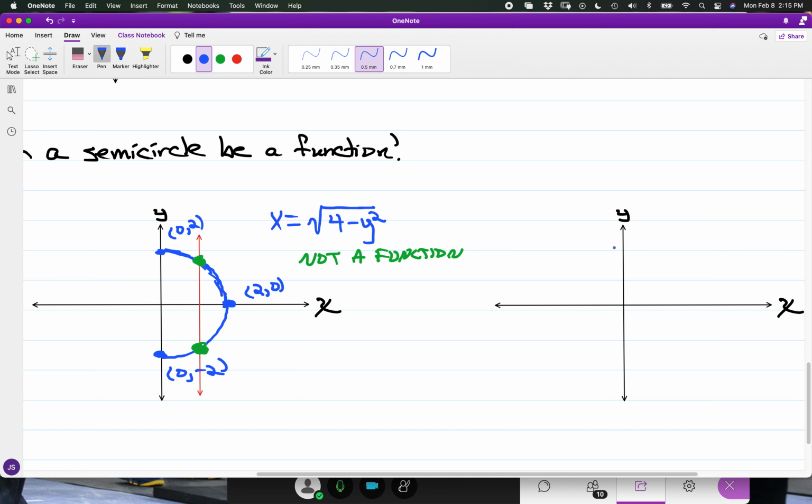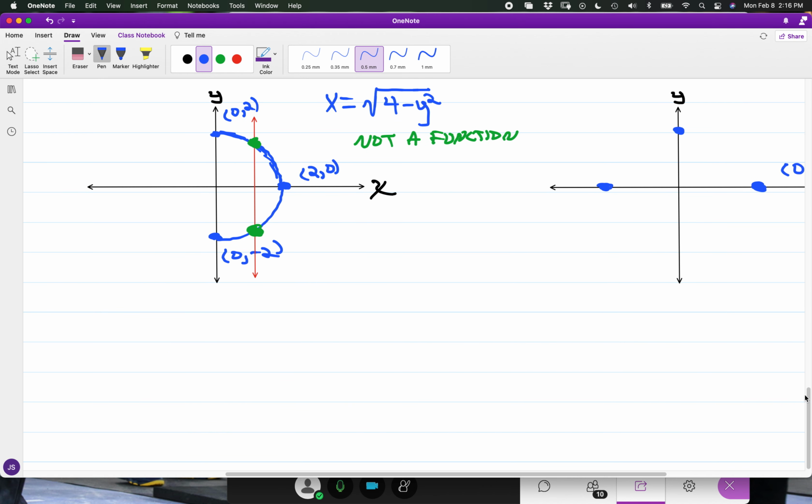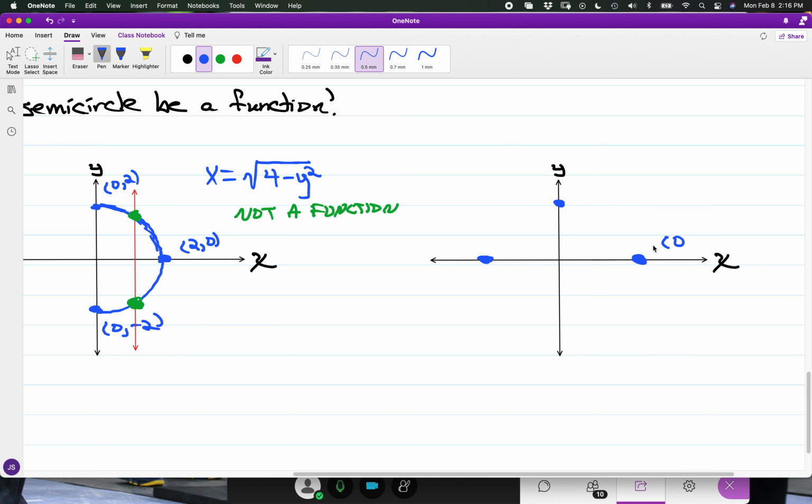Let's say I give it a quarter turn. All right, so about 3/4 of a turn. So in this one we have 2, 0, 0, 2, and negative 2, 0.